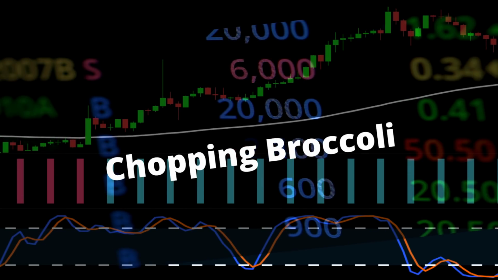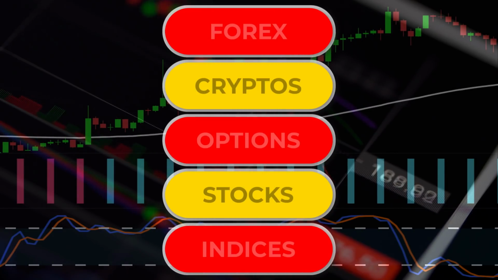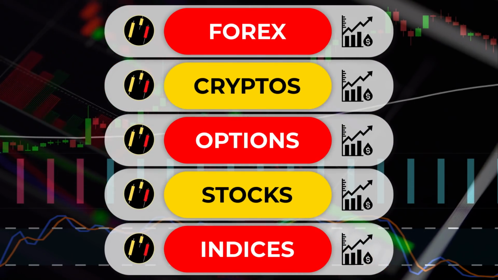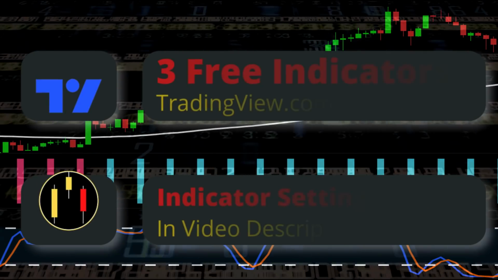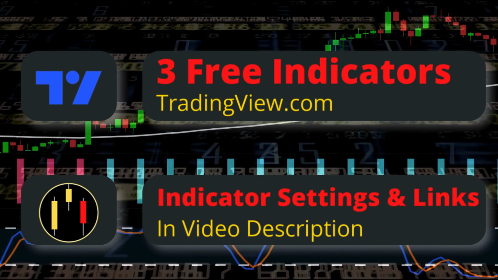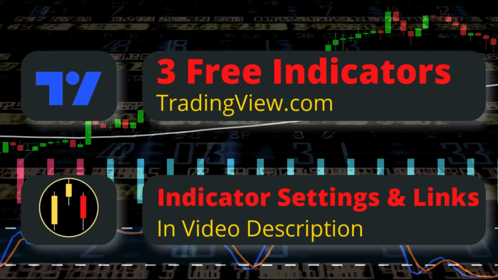I call this system chopping broccoli, and like most trading systems, it can be adapted to Forex, crypto, options, stocks, indices, or any instrument that has significant volume and market participants. This strategy uses 3 free TradingView indicators. As always, links and settings to all indicators are listed in the description.